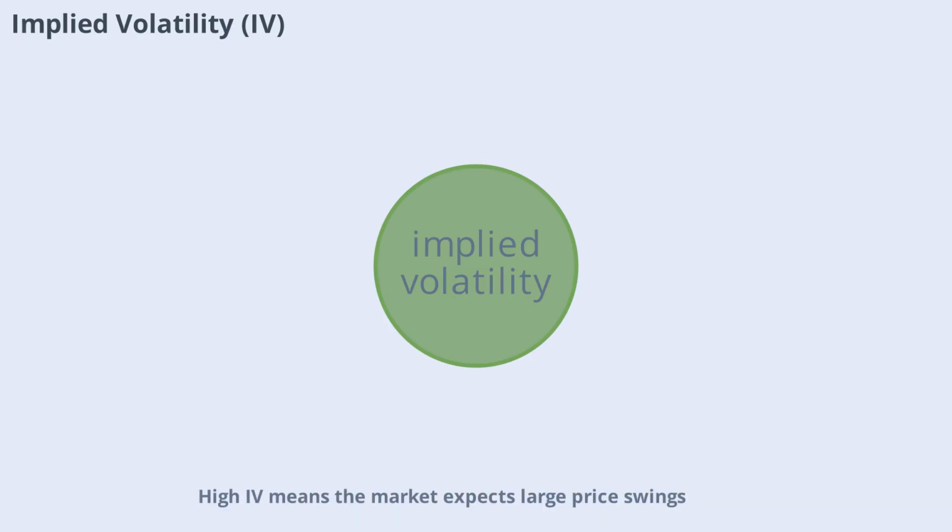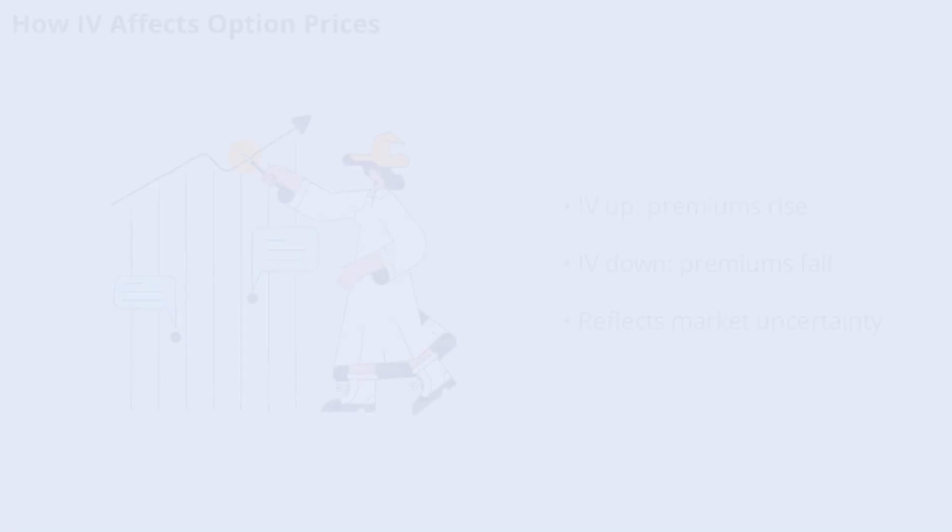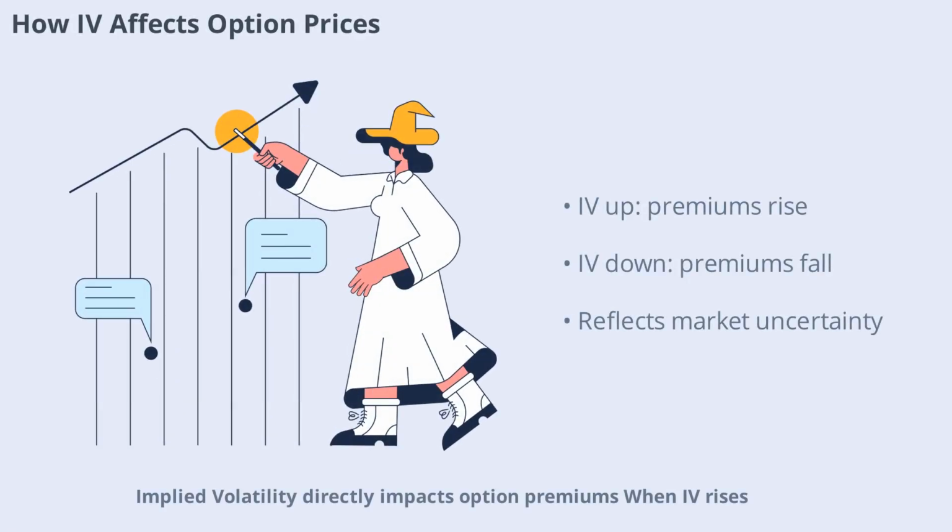High IV means the market expects large price swings, while low IV suggests stability. Implied volatility directly impacts option premiums. When IV rises, option prices increase, benefiting option holders. When IV falls, option prices decrease, favoring option sellers. IV does not indicate the direction of price movement, only the expected magnitude.